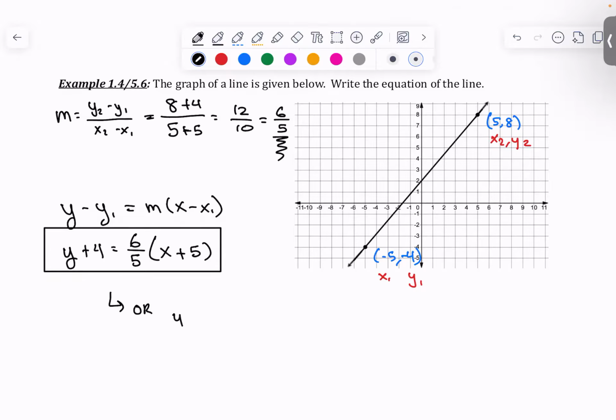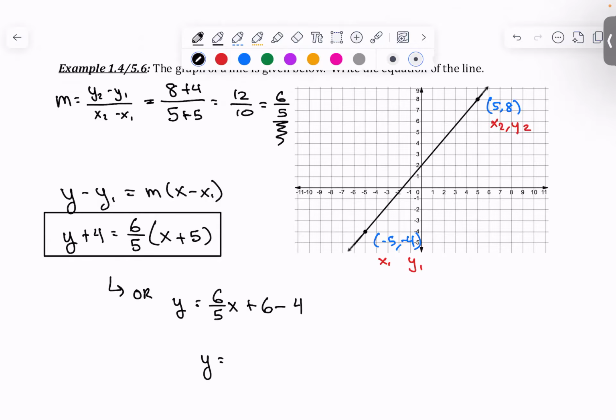Or we get y is equal to 6/5 x plus 6 minus 4. Y equals 6/5 x plus 2.